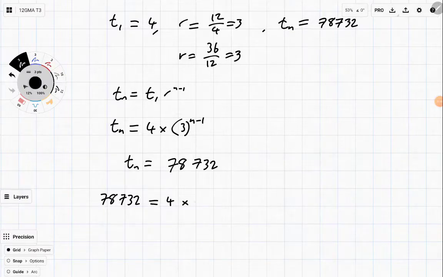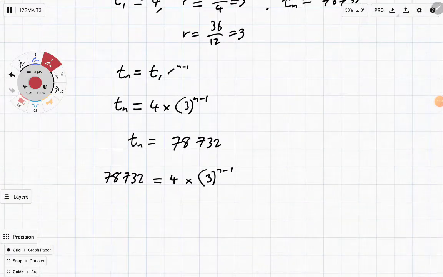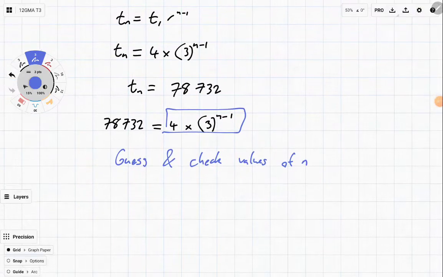And now we run into a problem, which is we can't solve for n in a power. We can solve for pretty much everything else, but we cannot solve for n as a power. So this is a problem. We can't solve it algebraically, so we have to go to the next best thing, which is guess and check. In particular, we're going to guess and check values of n. So we're going to work this side out for different n values until we get to the right one.